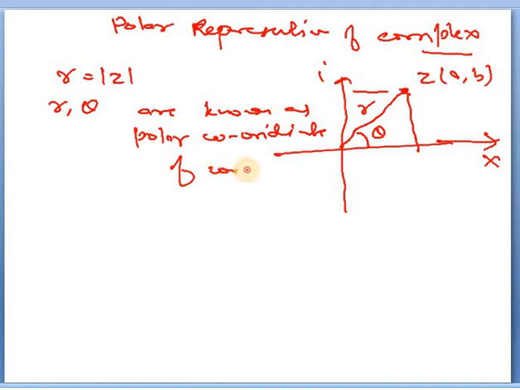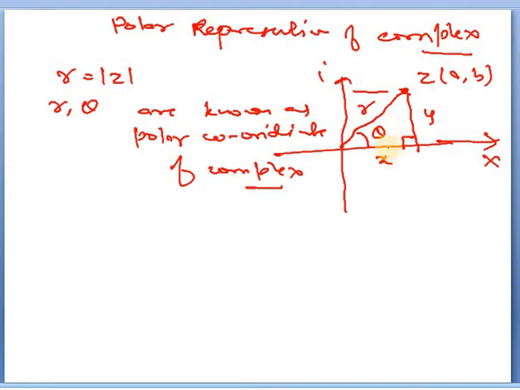Of complex number. Okay, now how we can find the r and theta. Suppose this is r, which is given. Consider this distance as x, and this as y. Again, this is a right angle triangle, right? So how can we find x?